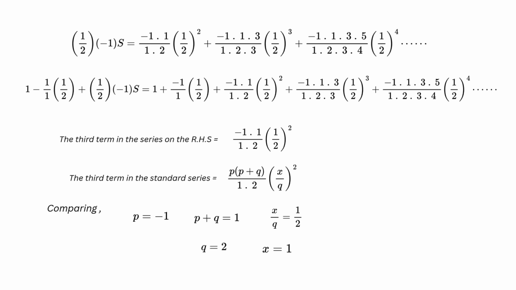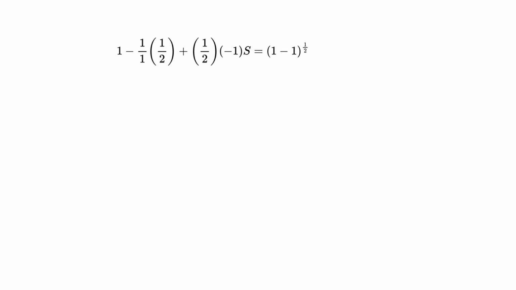Therefore, 1 minus 1 by 1 into 1 by 2 plus 1 by 2 into minus 1 into S equals 1 minus 1 whole raised to 1 by 2. That is 1 minus 1 by 2 minus 1 by 2 is equal to 0. That is 1 by 2 is equal to 1 by 2. Hence S is equal to 1. Therefore, the sum of the given infinite series is 1.